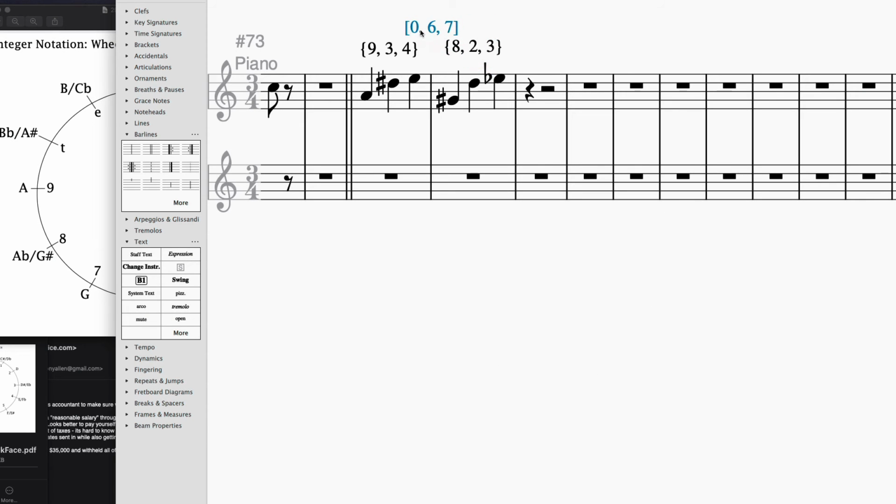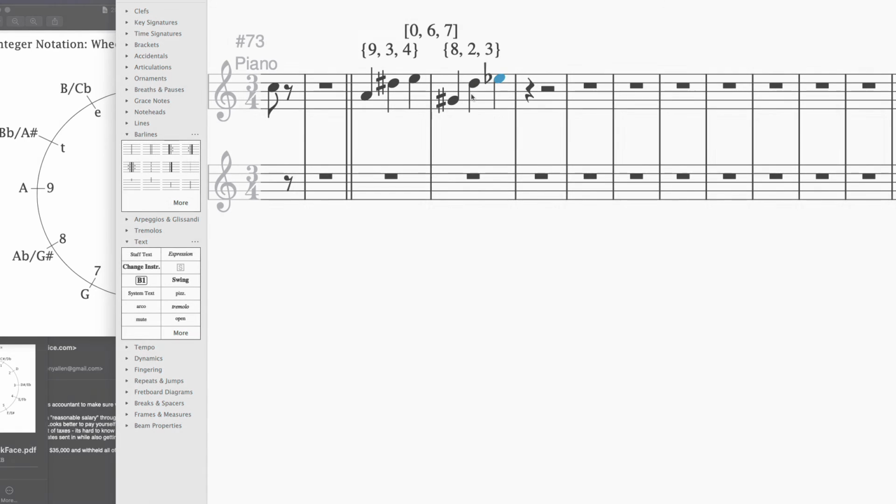0-6-7 means this is my sonority. A 9-3-4 is just a transposition of a 0-6-7, and an 8-2-3 is a transposition of a 0-6-7. I'm going to write a whole piece using 0-6-7, and I can make 0-6-7s all over the place, because all I have to do is transpose this. So now, does that mean my music is going to be doing this? You know, going up and just playing these sort of arpeggios.